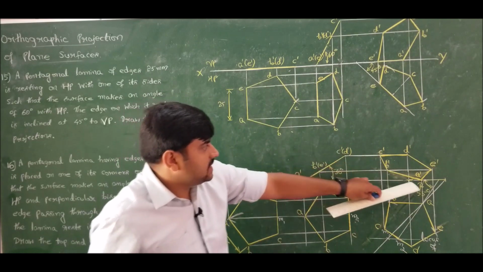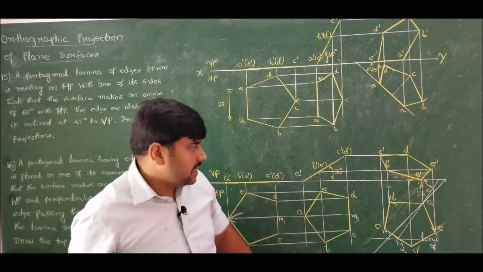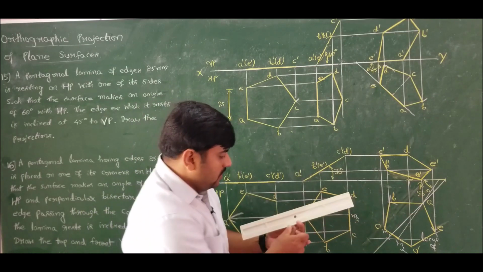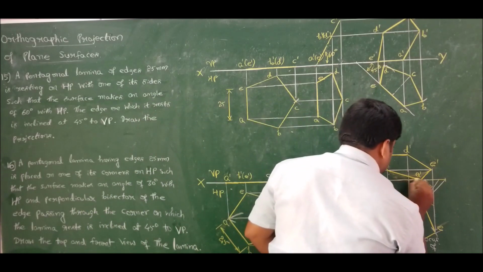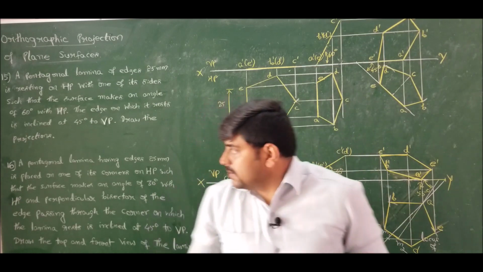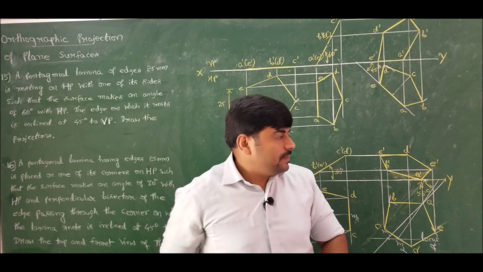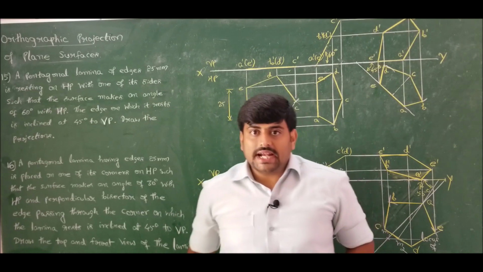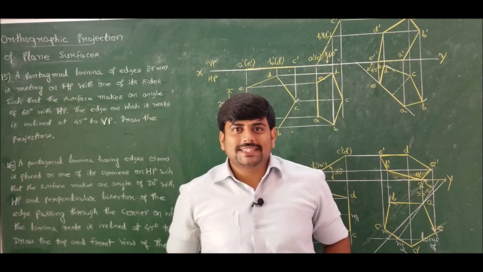So the pentagon is resting on corner A dash and the beta angle for this problem is found to be 55 degrees. This is the solution for problem number 16. So this completes problems number 15 and 16. That's all from this lecture. Thank you all.